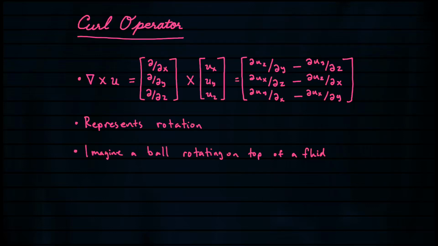And a good way of thinking about this is to imagine a ball rotating on top of a fluid. So let's just say the fluid doesn't have any movement at all, but there is some rotation. So you can just imagine a ball circling around rather than moving around on top of the water. Sometimes you have movement associated with it, but if you've ever seen an object rotating on the water, then this is what is happening.